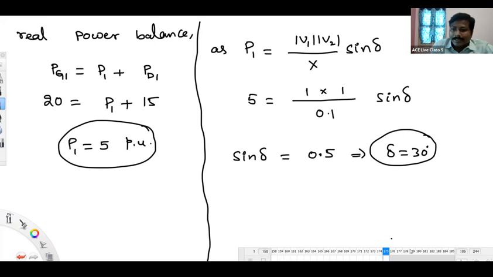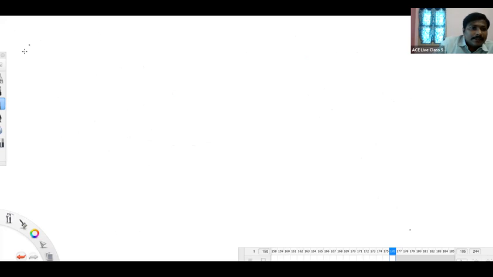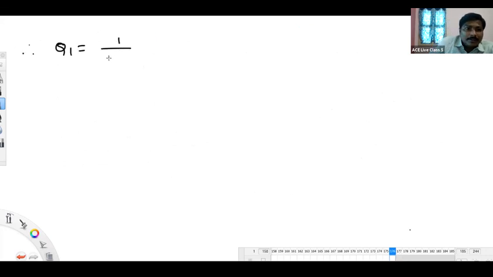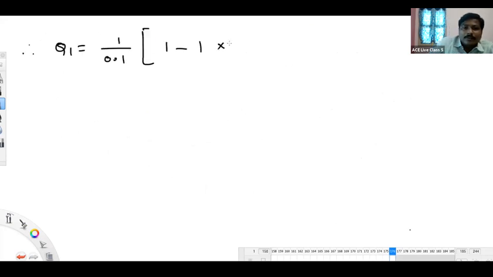Now, by using delta 30 degrees, we can get the value of Q1. Therefore, Q1 equals V1 by X, that is 1 by 0.1, into V1, 1 minus 1 into cos delta. Delta is 30. Get that number, please. How much is that number? Anybody? What is this number?